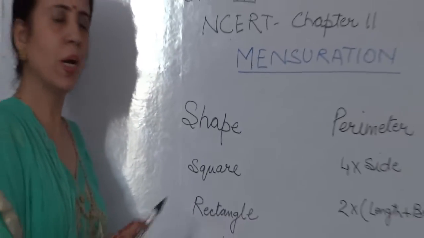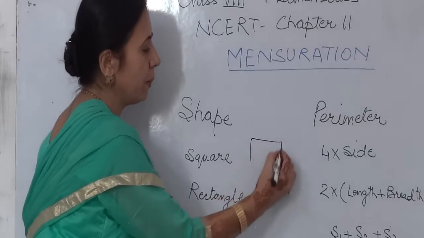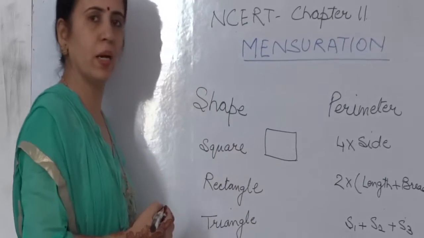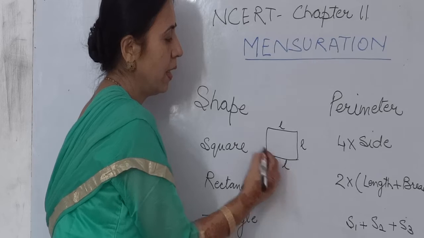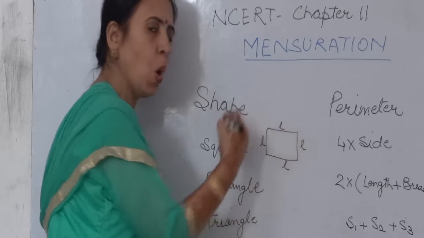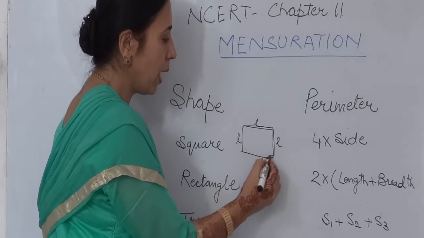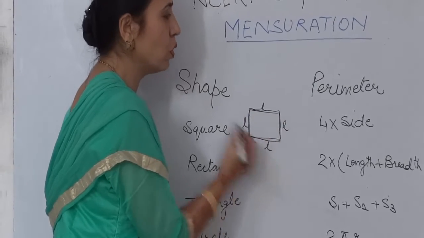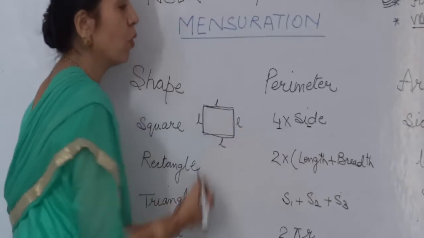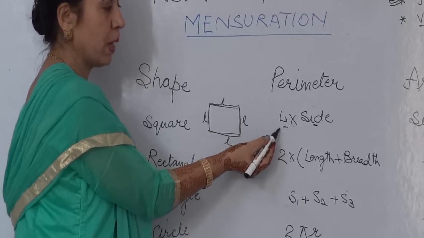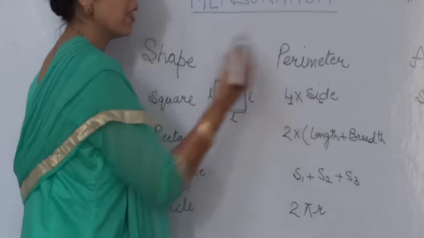Square. Square is a four-sided closed figure with length, length, length, length. That means all the sides of the square are equal. That means when you talk about the perimeter, you are adding all the four sides. So we say side multiplied by 4. And the formula for perimeter becomes 4 multiplied by side.